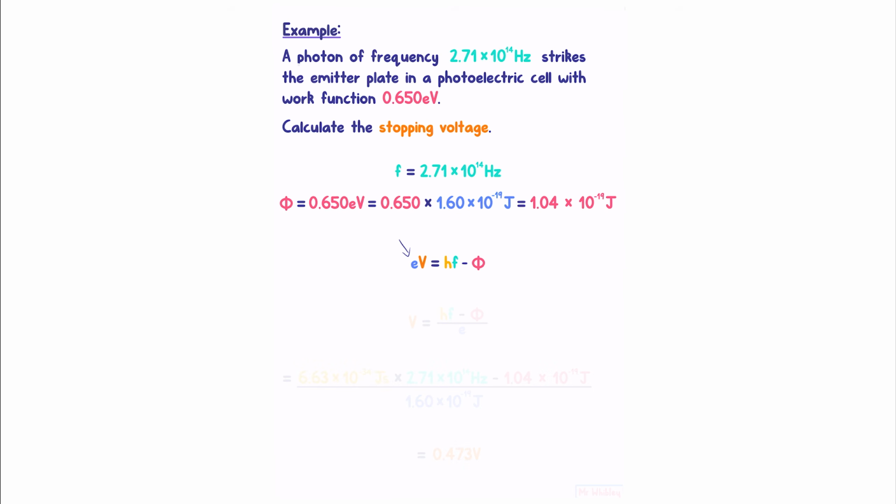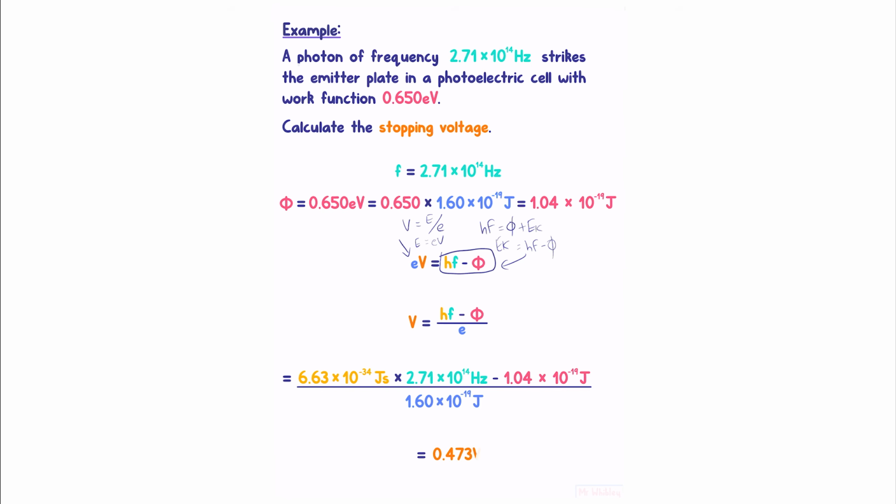We know this equation here because we know that voltage is energy per charge, where our charge is the charge of the electron. Rearranging that for energy gives us eV, which is our energy here. And we know this equation here from our equation that the photon energy is equal to the work function plus the kinetic energy. Solving that for our kinetic energy, EK, gives us hf minus phi, which is this here. We can now solve this equation for our voltage by dividing both sides by the charge of the electron. Putting our numbers in gives me 0.473 volts.